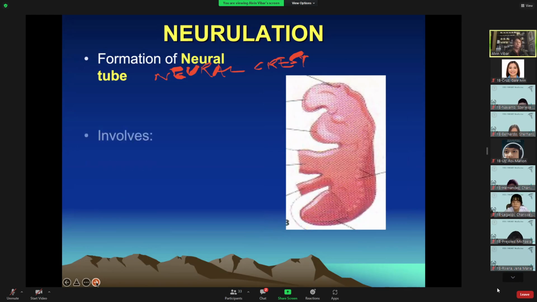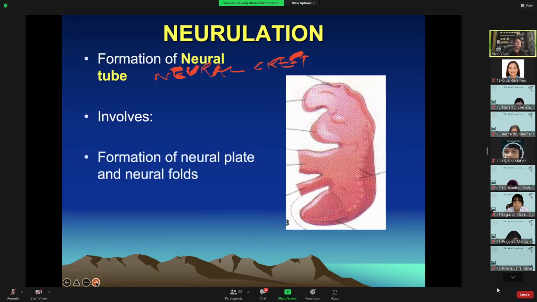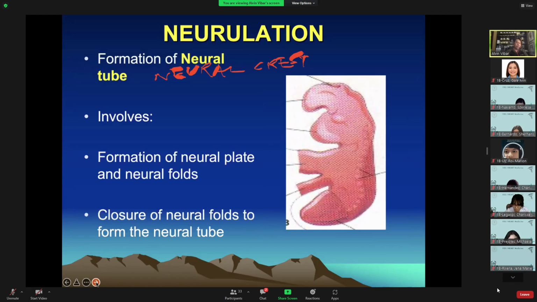And these are the steps. You have the formation of the neural plate and neural folds, and the closure of the neural folds to form the neural tube. So these are two basic steps. We're going to discuss that later in detail. At this point in time, the developing embryo is referred to as a neurula. Remember that during neurulation, we call it a neurula.